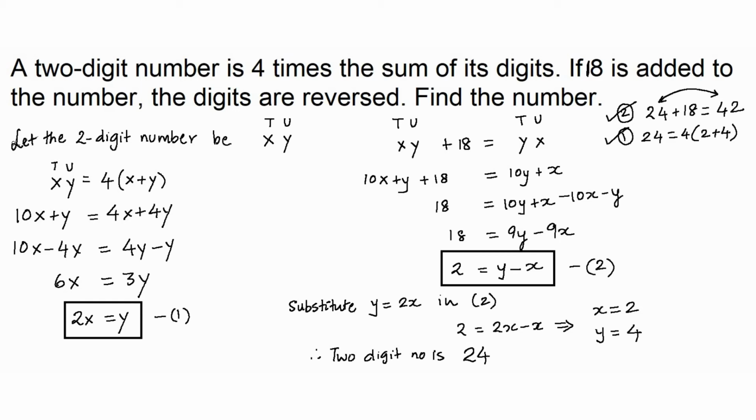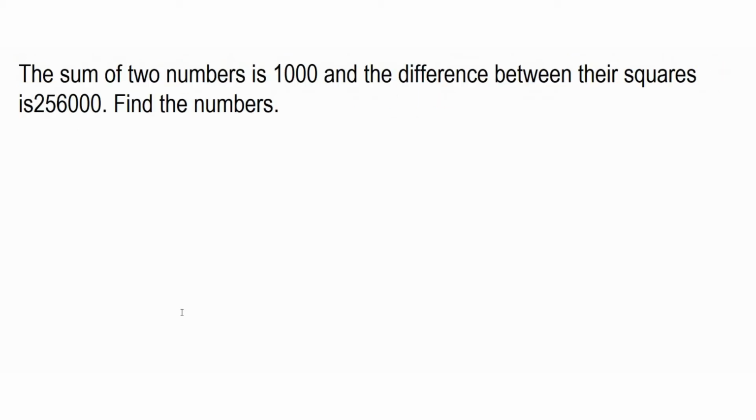Okay, let's continue. The sum of two numbers is 1000. So it's given that the sum of two numbers is 1000, and the difference between their squares is 256,000, right? Find the numbers.